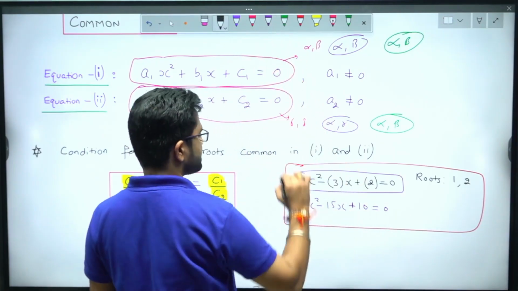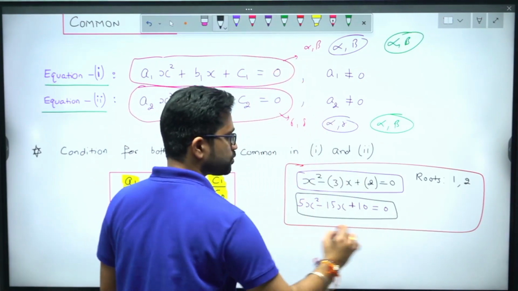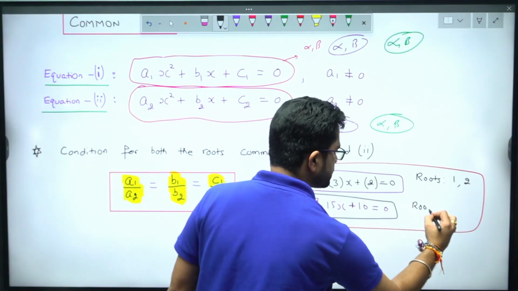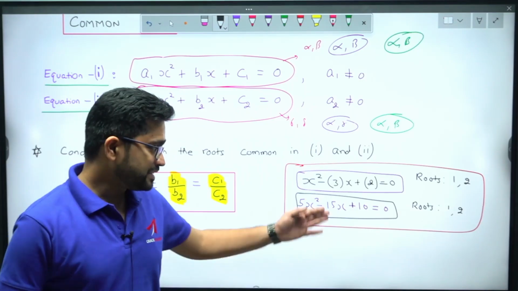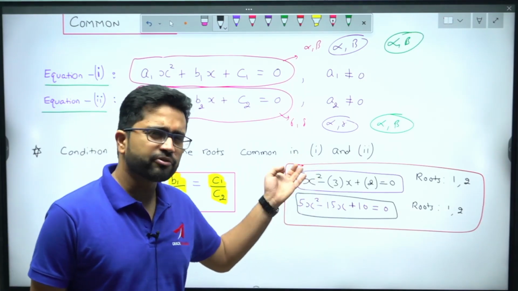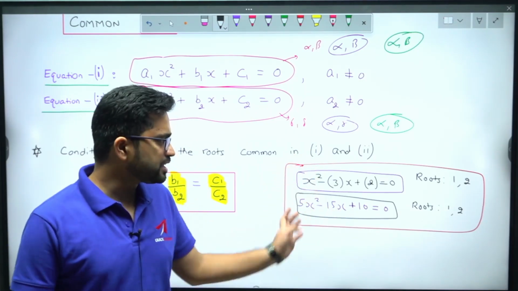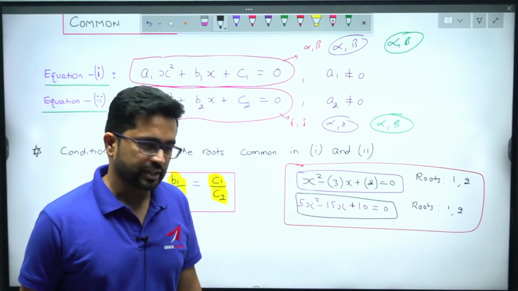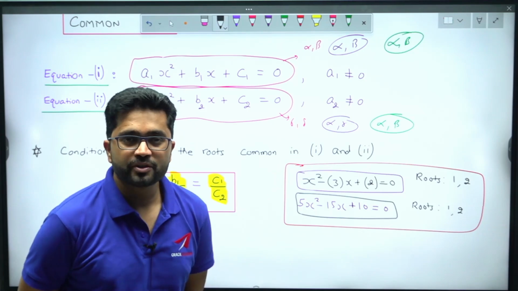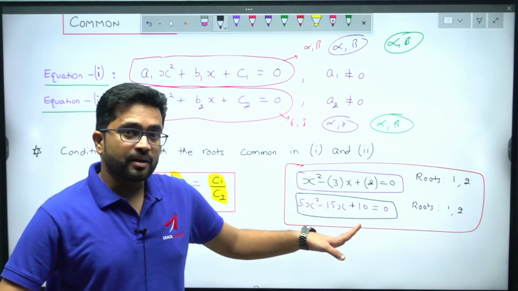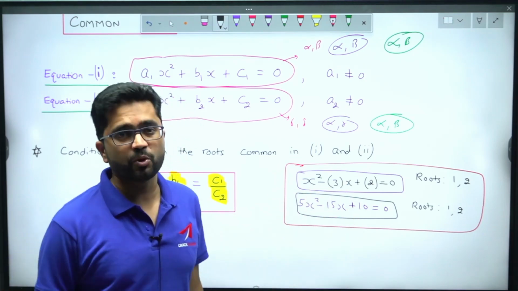Can we say that the second equation also has the roots 1 and 2? Please observe. Yes, as you can see, I am just multiplying the first equation by the number 5, so each and every coefficient is multiplied by 5. So yes, you can have many equations whose roots are 1 and 2. The first and second both have the two roots common.